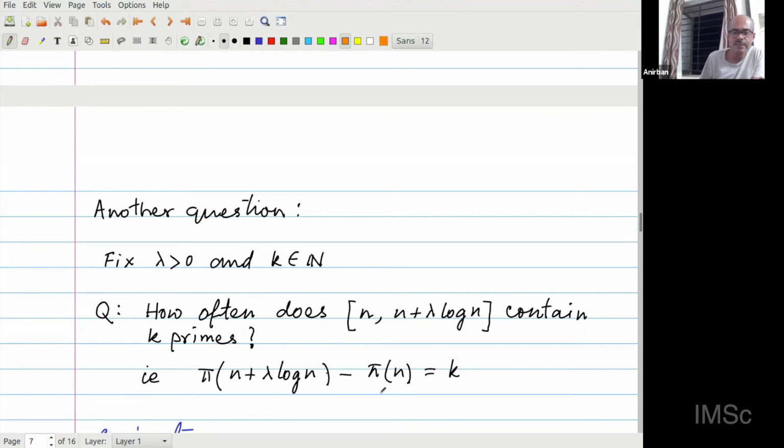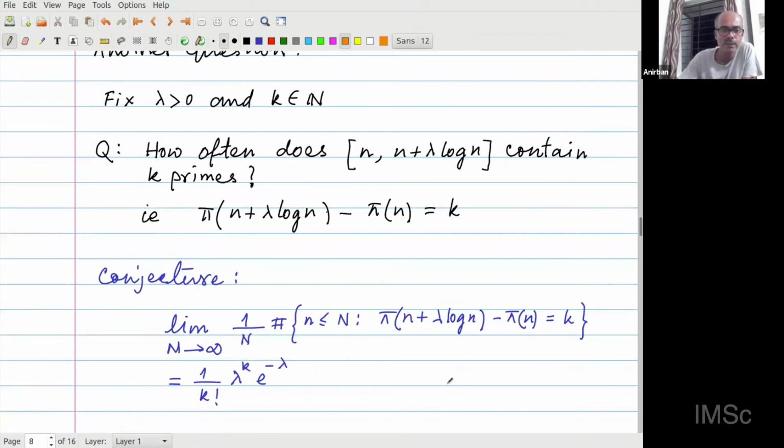Then this difference, where this is the number of primes up to n, exactly counts the number of primes between n and n plus lambda log n, and we want to say when it is exactly k. So how often does this happen? We formulate a conjecture just like this. We count all the integers up to n such that this difference is k, and then divide by n, and then take the limit. As you know, this is the asymptotic density we are talking about.